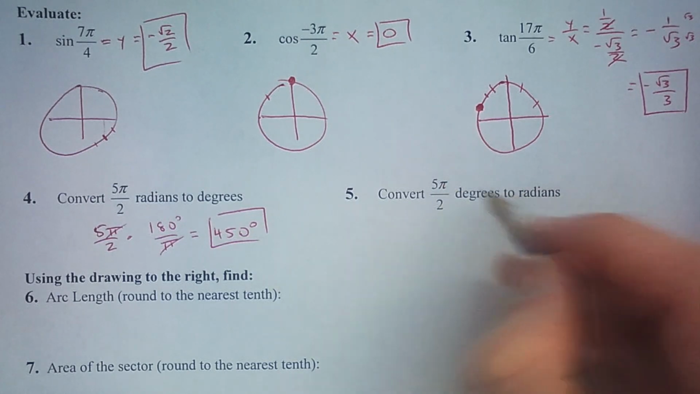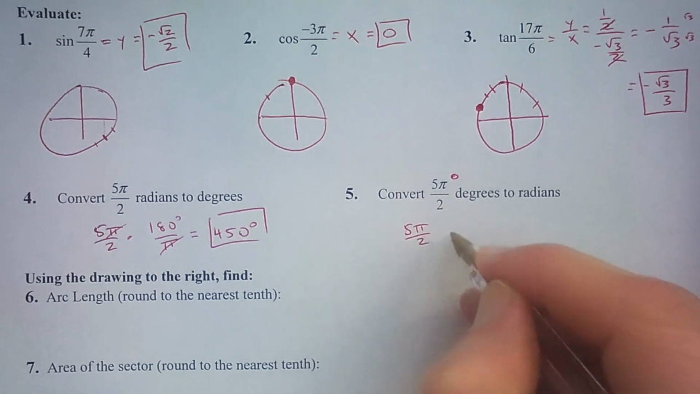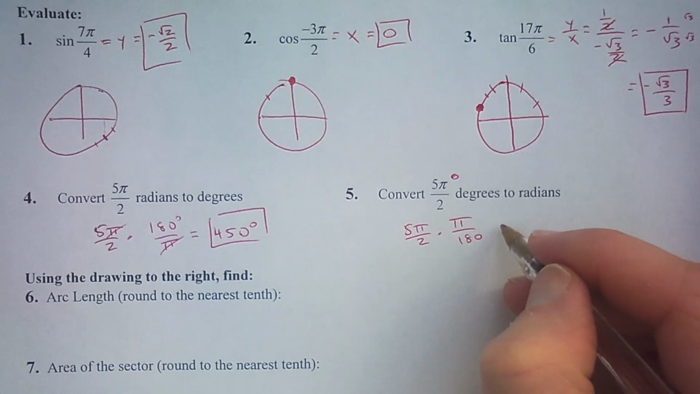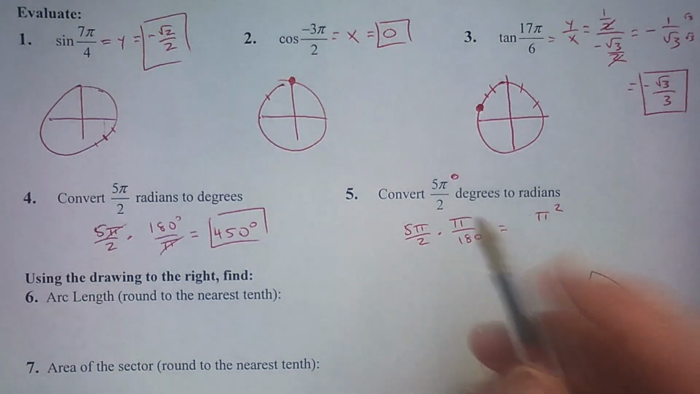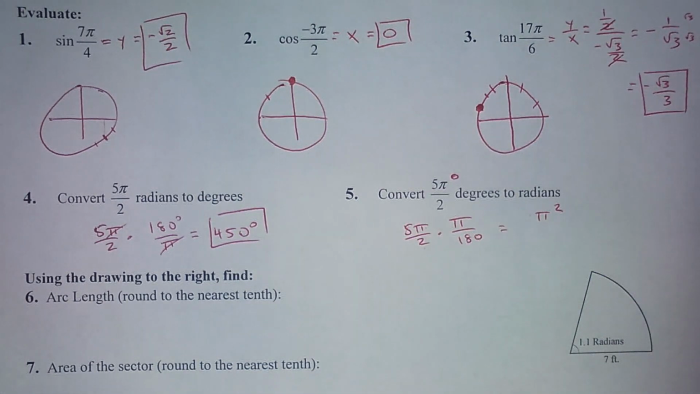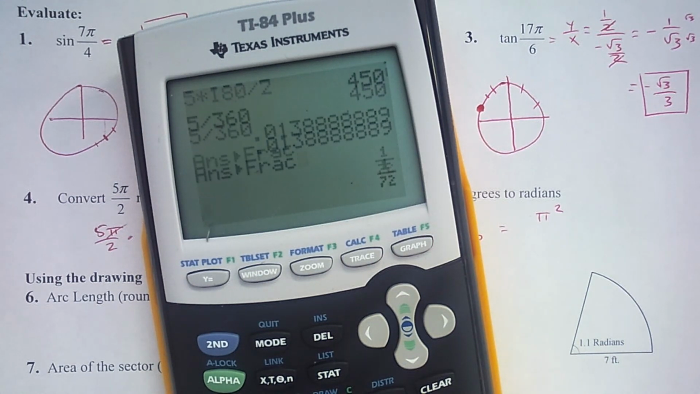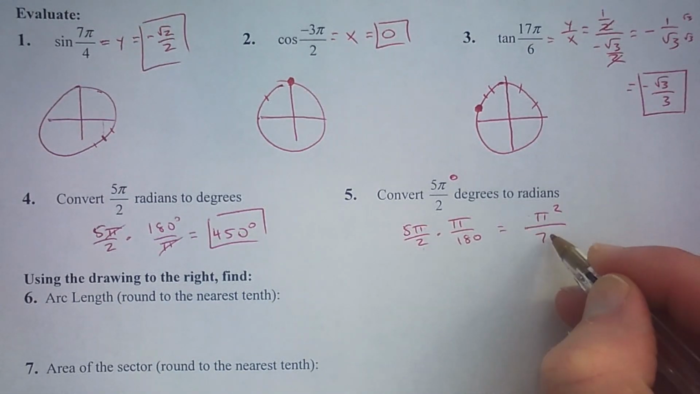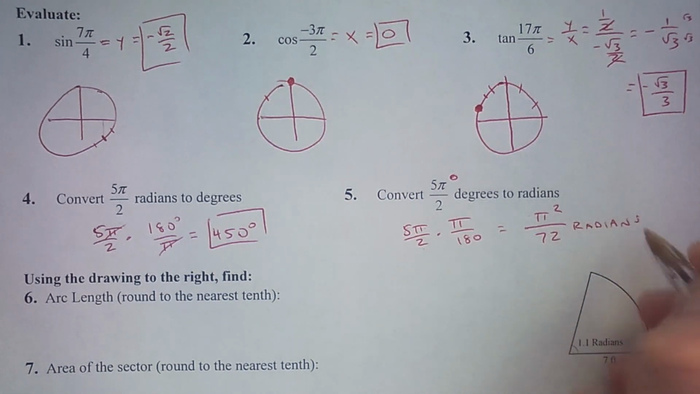Now we have 5 pi over 2 degrees, converting that to radians. To convert to radians, we do pi over 180. So I'm going to get pi squared on top, and then 5 over 2 times 180. 2 times 180 is 360. So that's 5 over 360. And I'll convert that to a fraction, and we get 1 over 72. So it's pi squared over 72 radians.